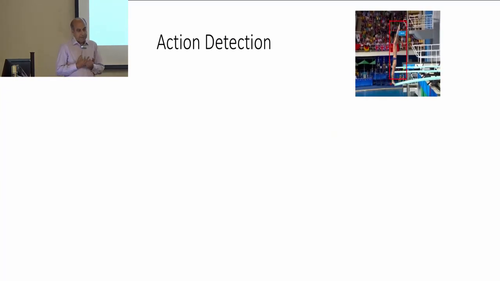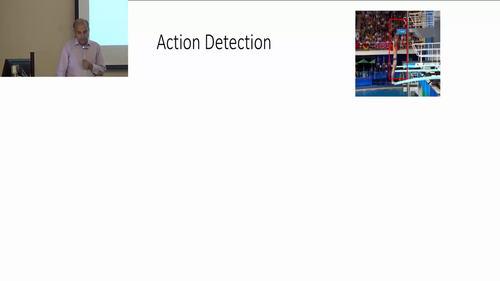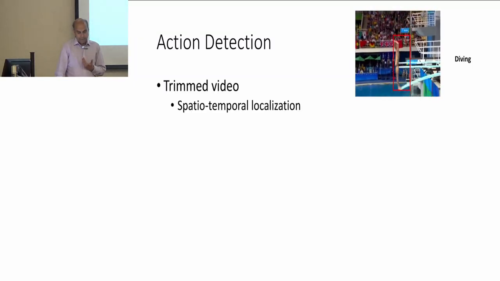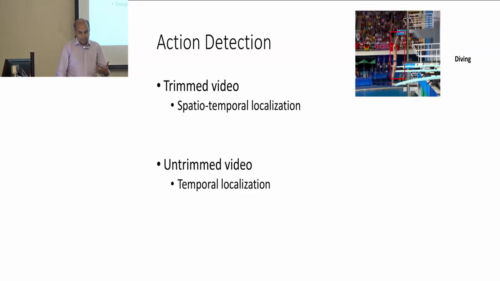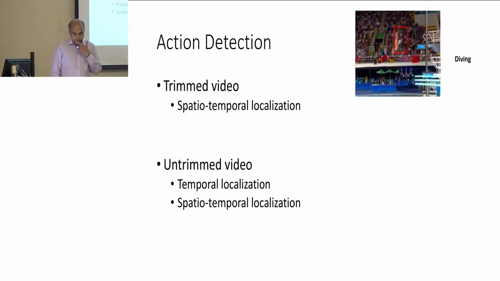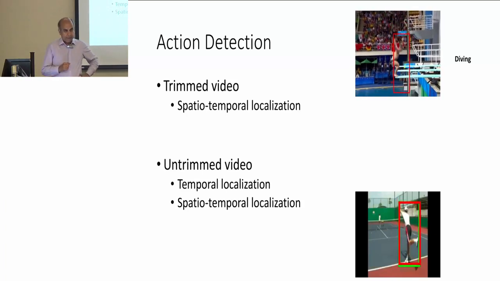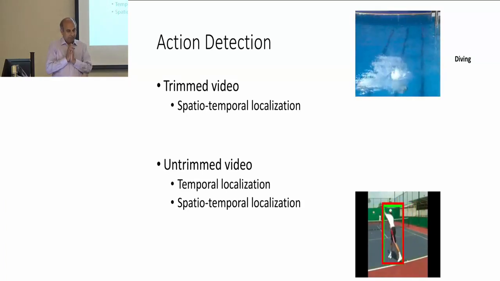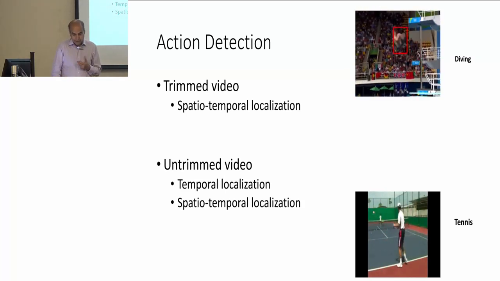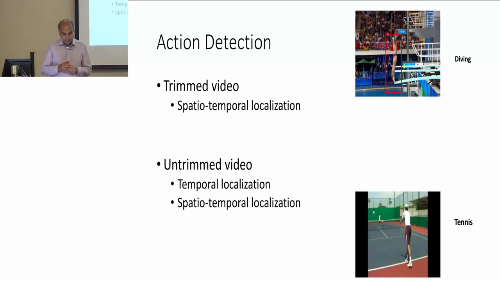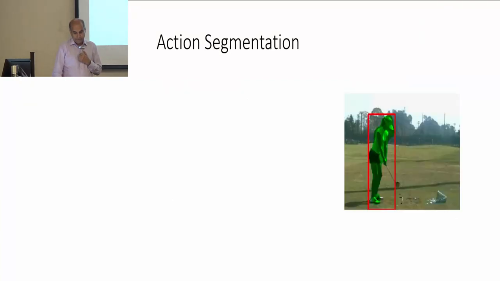The second problem is that we want to detect the action. We want to put a bounding box and say this is the diving action. Now there's a different version. It can be untrimmed video, where we want to do spatial temporal localization. Sometimes the action doesn't happen, so as soon as the action happens, we want to put a bounding box. Here the action is tennis, the green is the ground truth, and the red is what we are detecting.